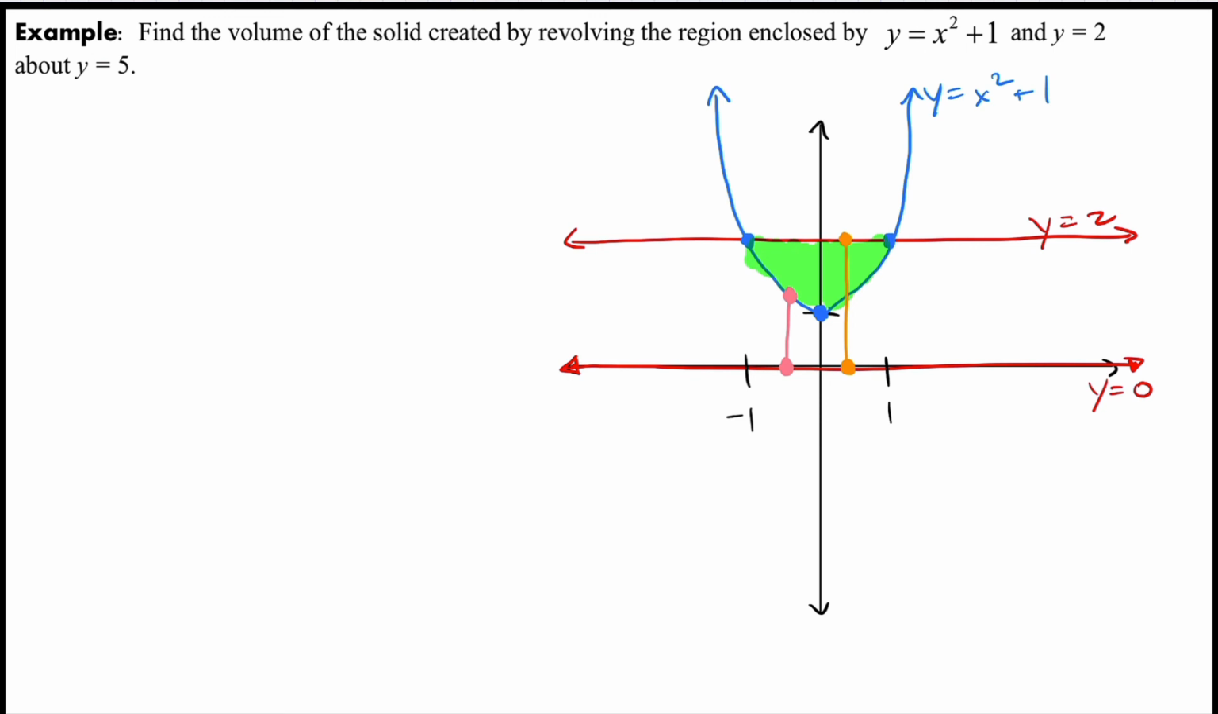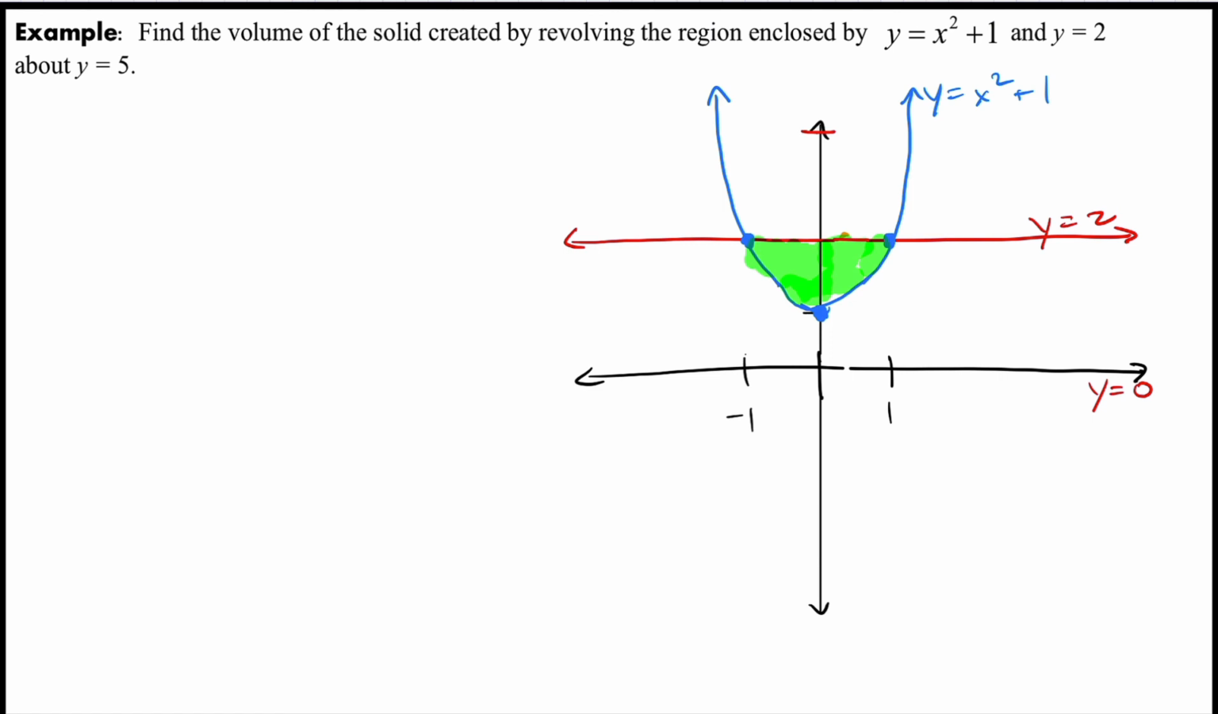Okay. So now we have x squared plus 1 still. We have y equals 2 still. Good there. But now the axis of revolution is going to be above everything it has been before. It's not going to change anything, but it will just look different. Okay, so let's take a look at that one.